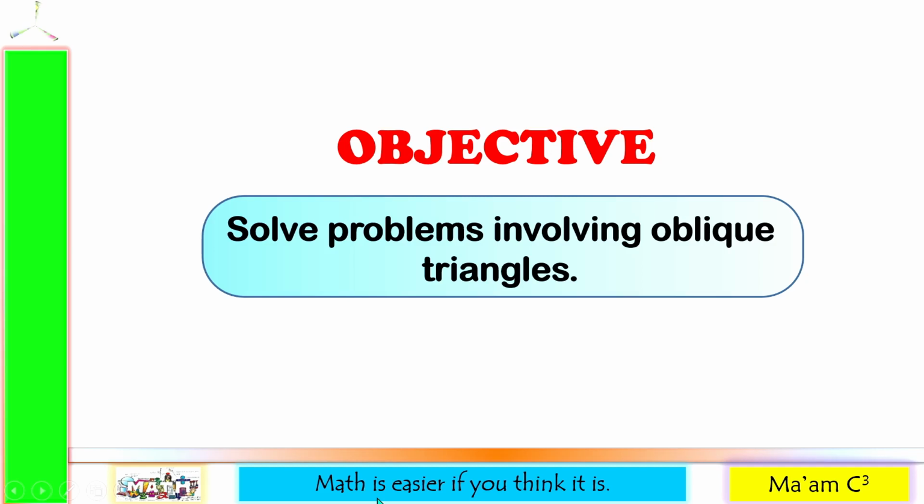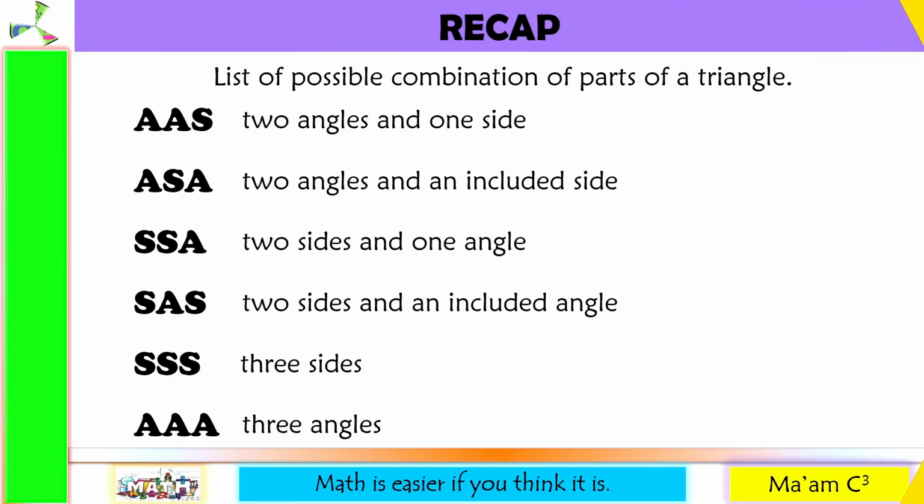Our objective in this lesson is to solve problems involving oblique triangles. Let's have a quick recap of what we have learned previously. Here is the list of possible combinations of parts of a triangle.